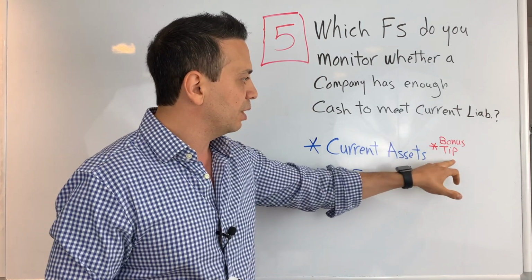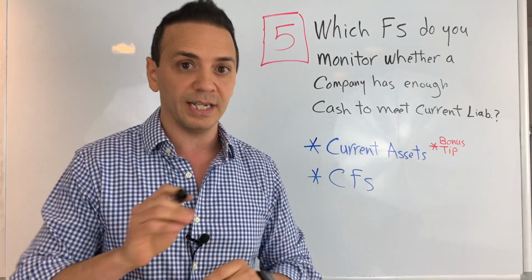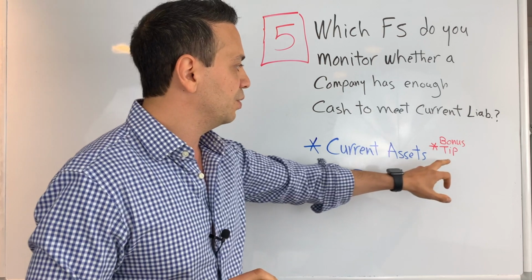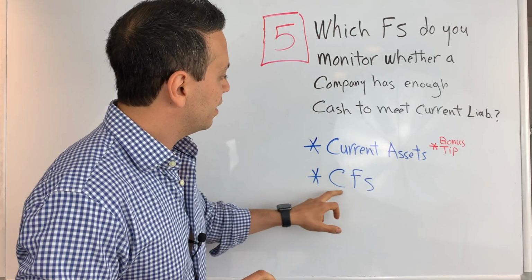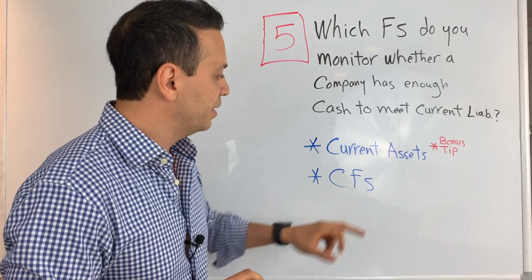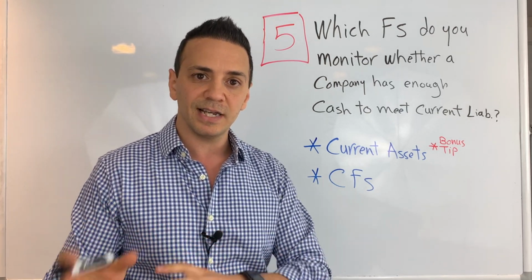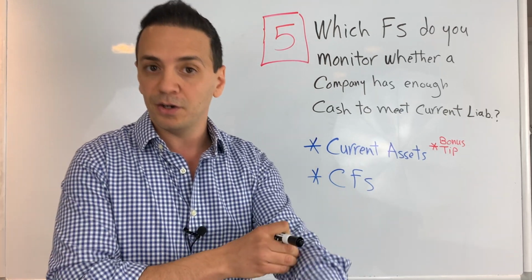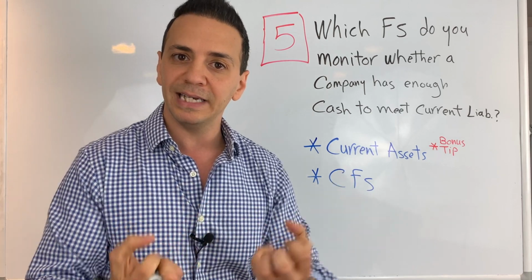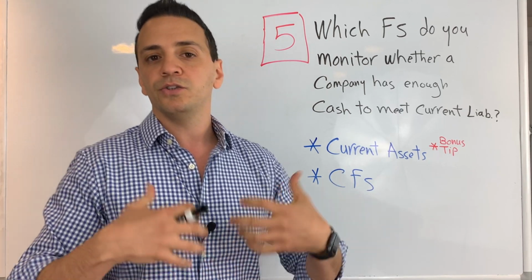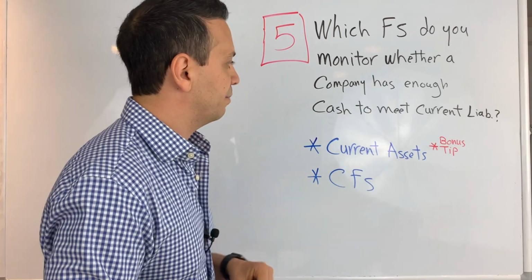But for that, I'm going to give you a bonus tip here in a minute. If you really want to shine in answering a question like that, I'm going to give you a really good tip on that in a second. But the second place to look at is the cash flow statement. Looking at the cash flow statement, there is a section on cash from operating activity. And on there, you can see whether the company is bringing in enough cash inflow to meet its current liabilities. So that's the second place you can look.